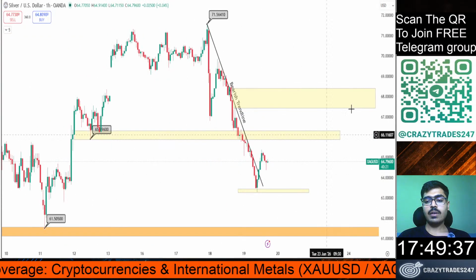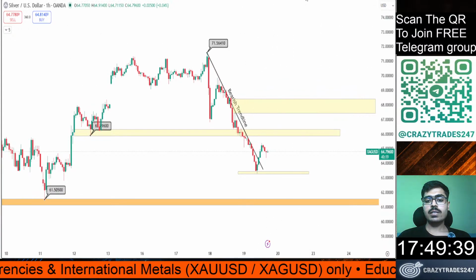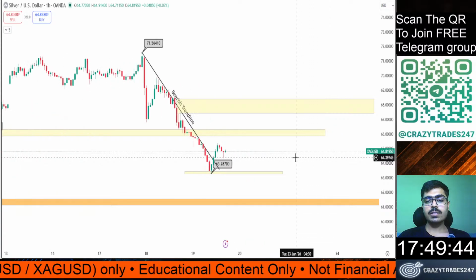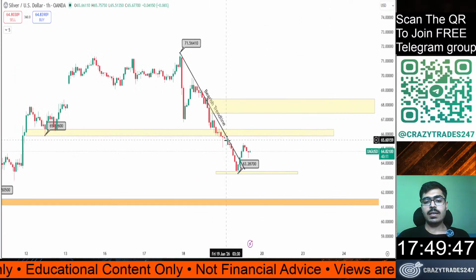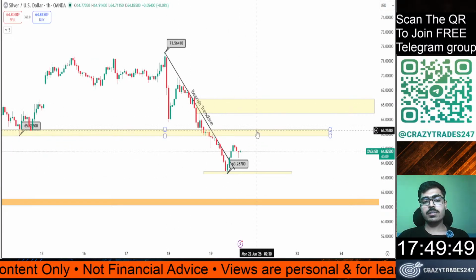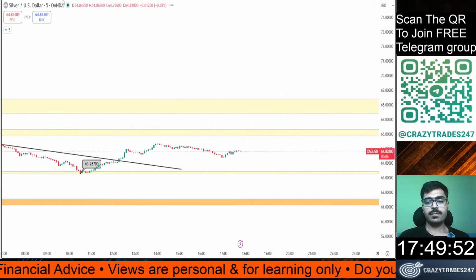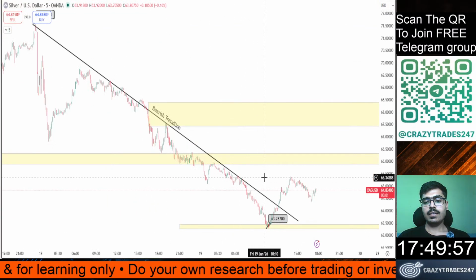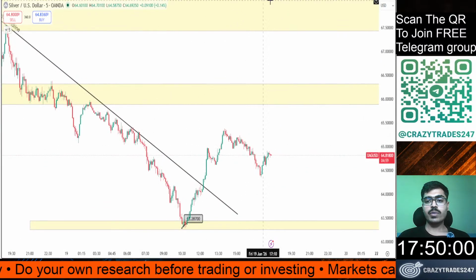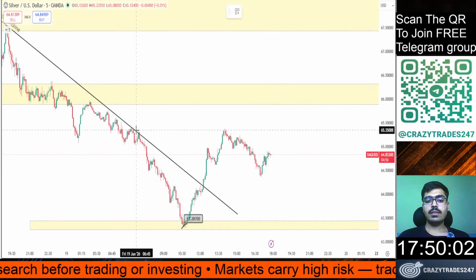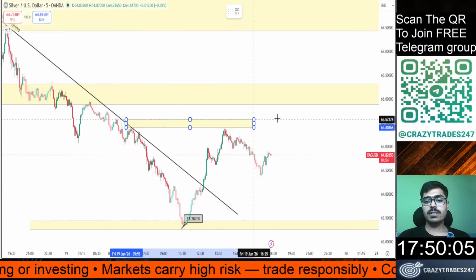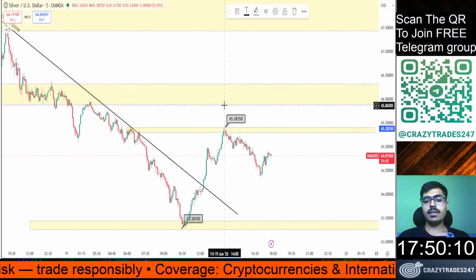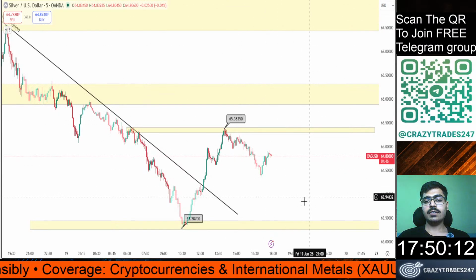So we have our setup ready. The lowest level that we need to watch out for on silver is 63.287, and the upper boundary for this retracement, the boundary above which if price crosses, it can give an up move. That particular level is at 65.383.